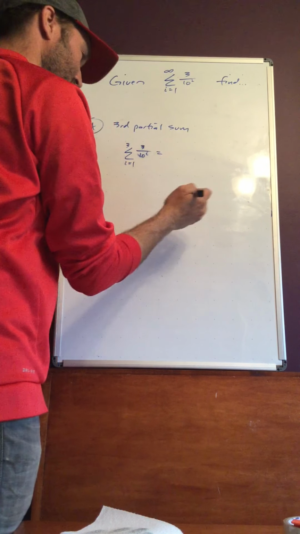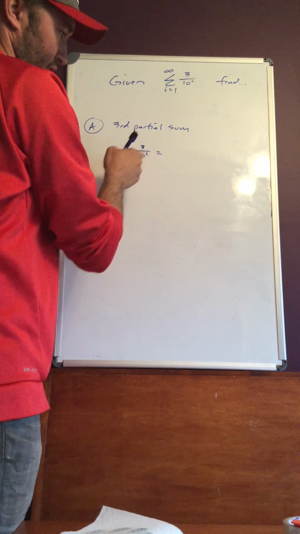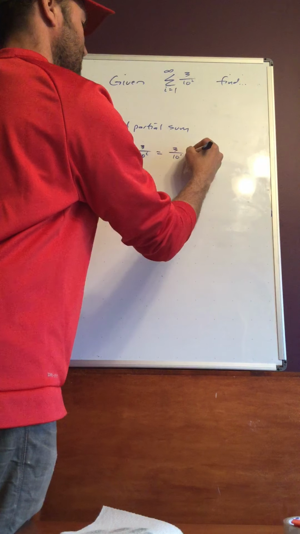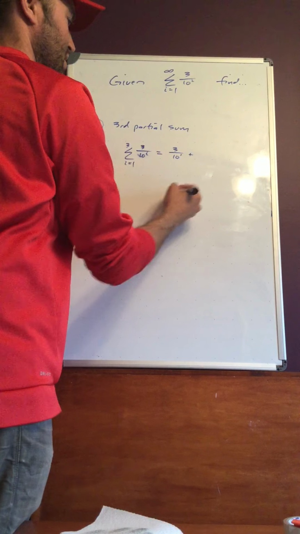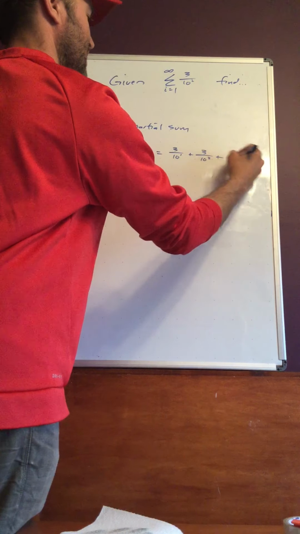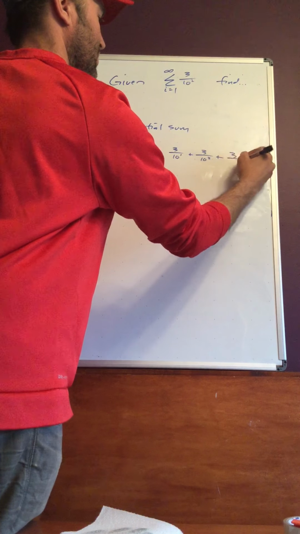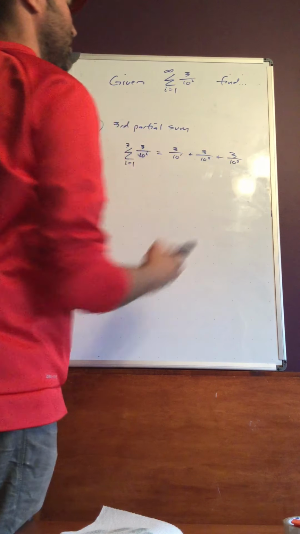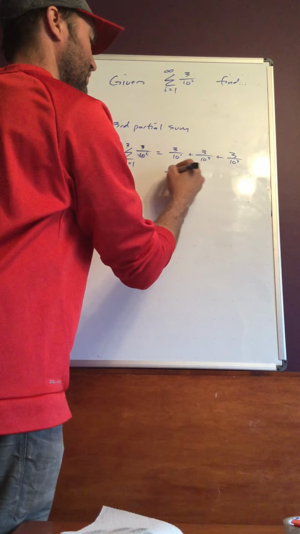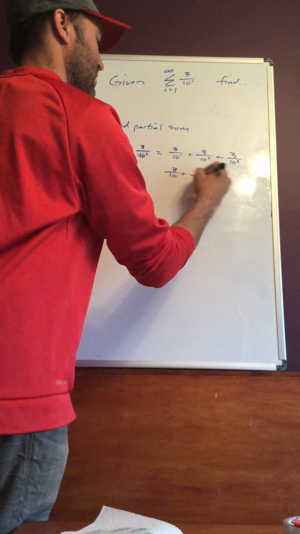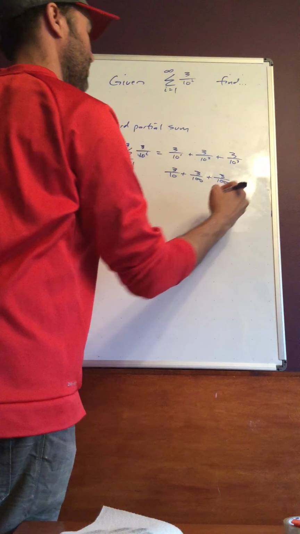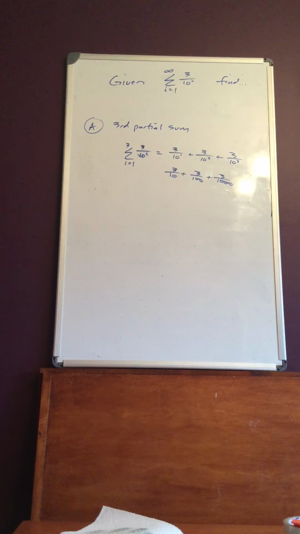So this means, okay, I should write this out with proper notation of 3 over 10 to the i. First term means replace i with 1, 3 over 10 to the first, plus second term is 3 over 10 to the second, plus third term 3 over 10 to the third. Okay, so we get 3 tenths plus 3 100ths plus 3 1,000ths.